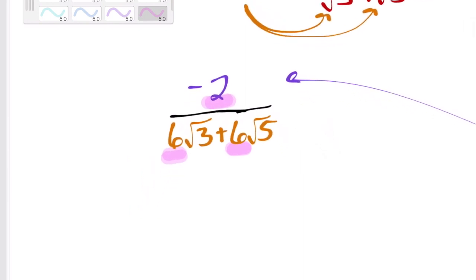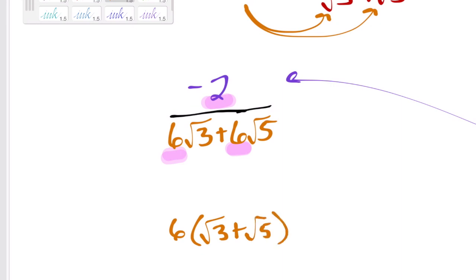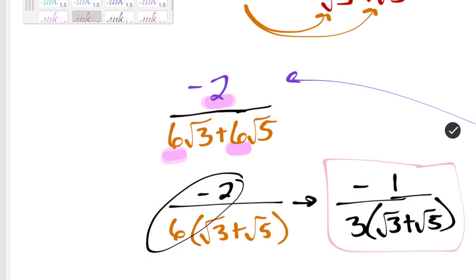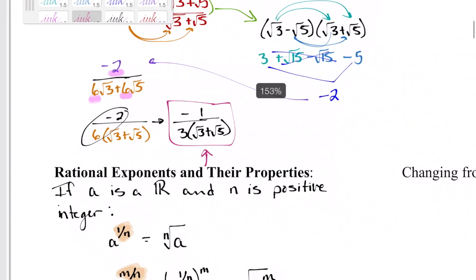So I could, I guess, undistribute the 6 there, if that makes more sense to you. So 6 times square root 3 plus square root 5. And if this is over negative 2, this will reduce here to just negative 1 over 3 times square root 3 plus square root 5. You do want to make sure that's reduced as much as possible.